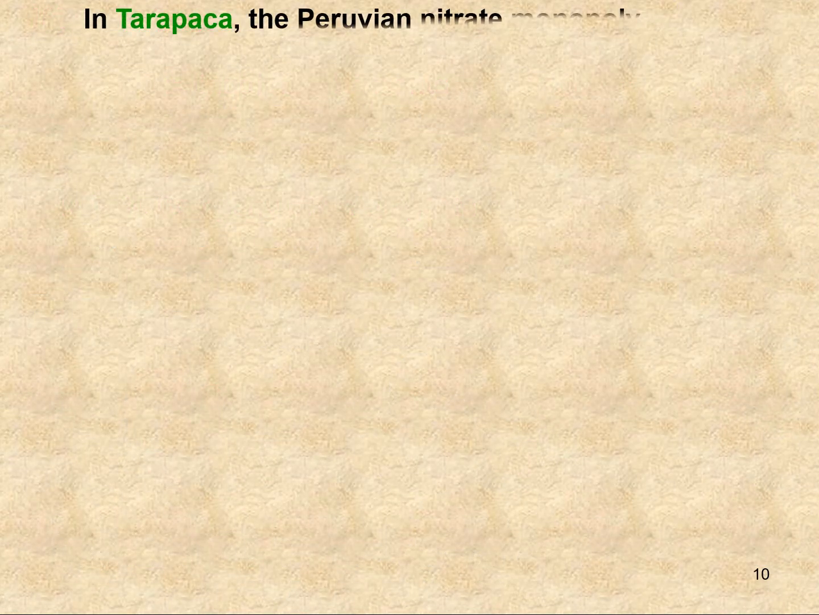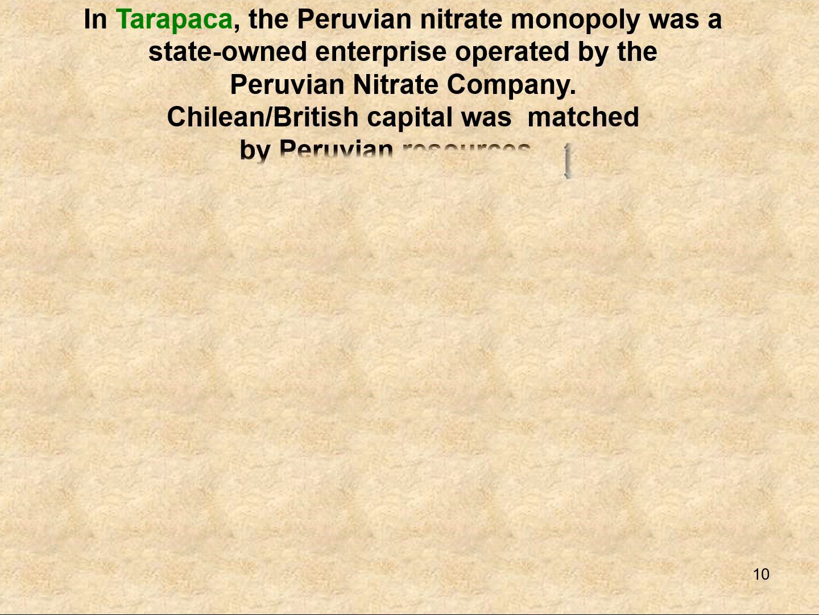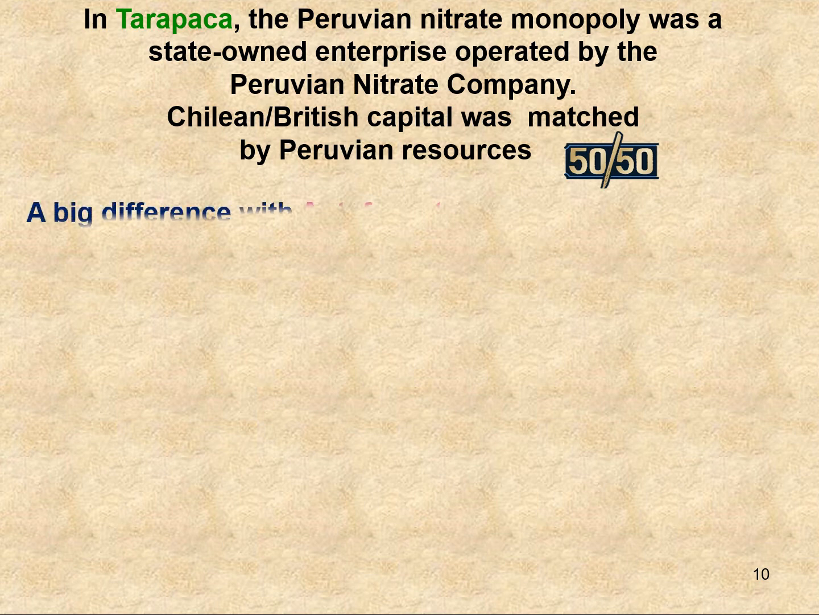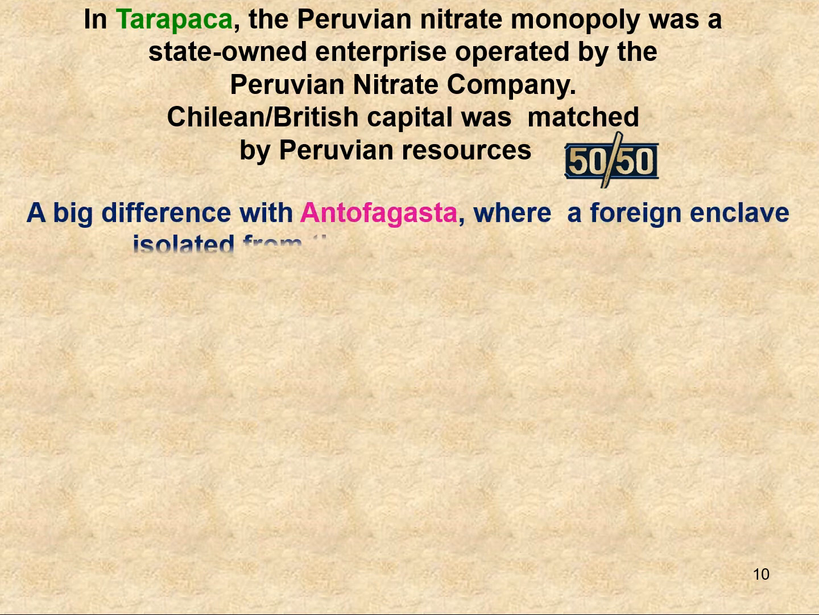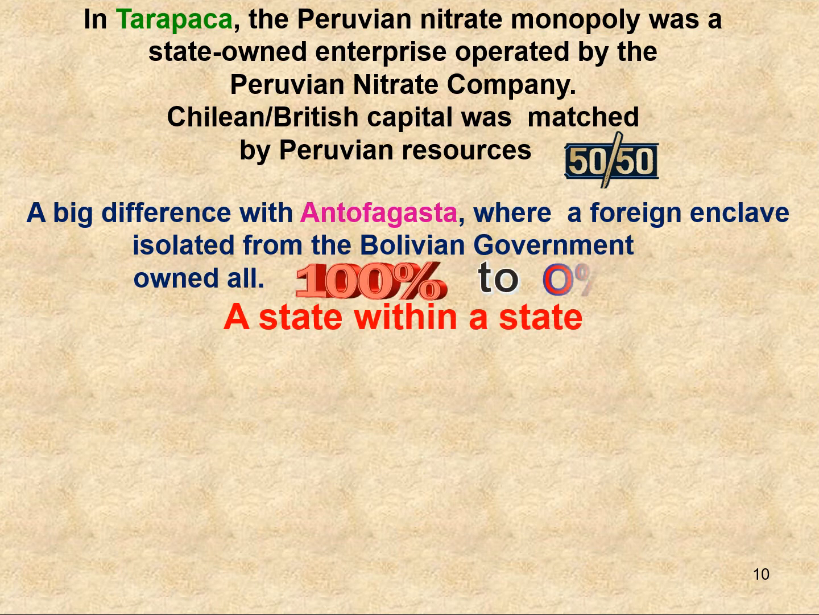In Tarapacá, the Peruvian nitrate monopoly was a state-owned enterprise operated by the Peruvian Nitrate Company. Chilean-British capital was matched by Peruvian resources 50-50. A big difference with the situation in Antofagasta, where a foreign enclave, isolated from the Bolivian government, owned all, 100% to zero. A state within a state.